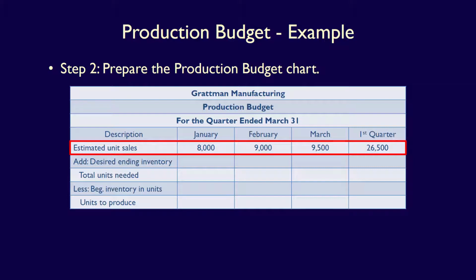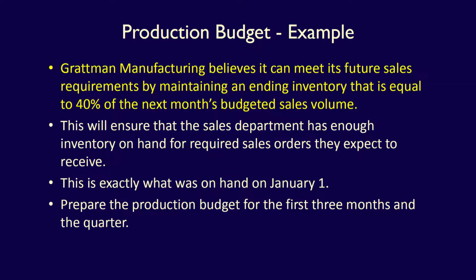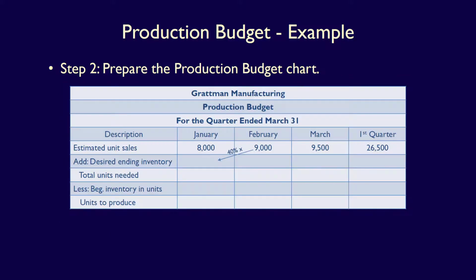This is determined by management based on what they consider the most appropriate safety stock to have on hand at the end of every month. In this case, Gratman Manufacturing believes that they can meet their future sales requirements by maintaining an ending inventory that is equal to 40% of the next month's budgeted sales volume. But what exactly does this mean? It means that in January, management believes that the appropriate level of ending inventory, their desired ending inventory, is equal to 40% of the sales they expect in February.